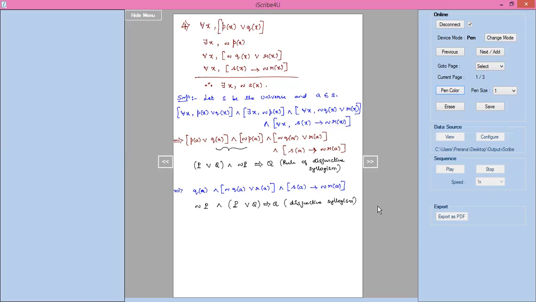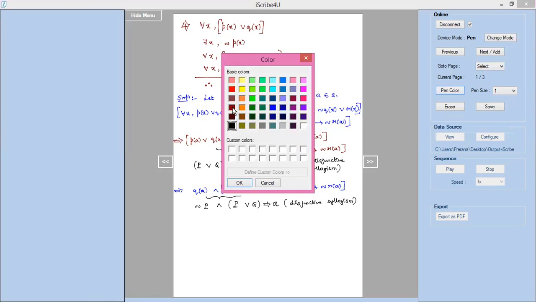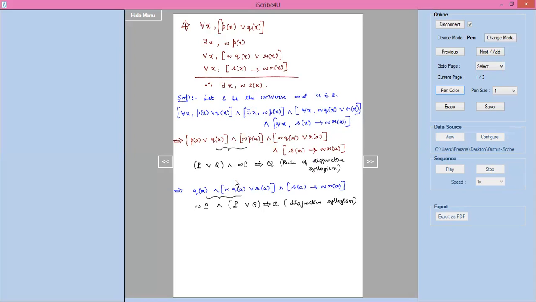Again by the rule of disjunctive syllogism, the first two terms are of the form P or Q and negation P, so they will imply Q. What is Q here? Q is just the R of A term. So we will write down R of A, because this is implying Q for us. And the last term I will write as it is: S of A conditional negation R of A.